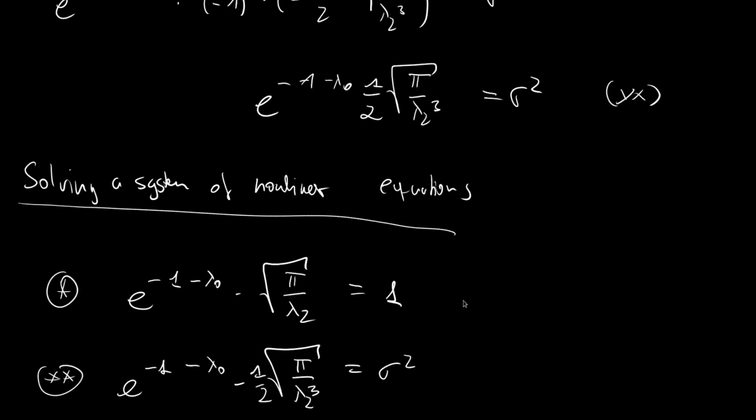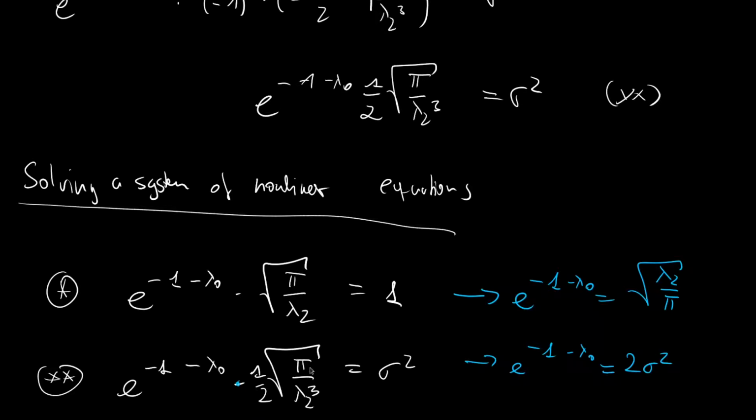Let's rearrange the first equation for e to the minus 1 minus lambda 0, and then we are getting e to the minus 1 minus lambda 0 is equal to, well, we divide by this, so it changes the order in the fraction, and we're getting the square root of lambda 2 over pi. And the second equation rearranged for the same term will give us, well, 2 sigma squared, because we multiply with 2, just like multiplication here. And then we divide by the term in the square root, and it inverts, so it's lambda 2 to the power of 3 over pi.